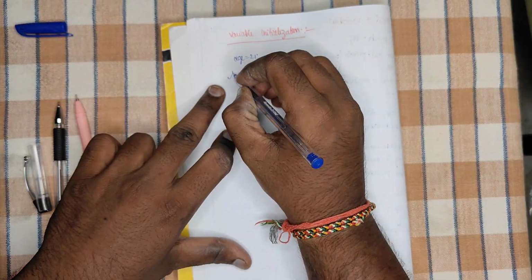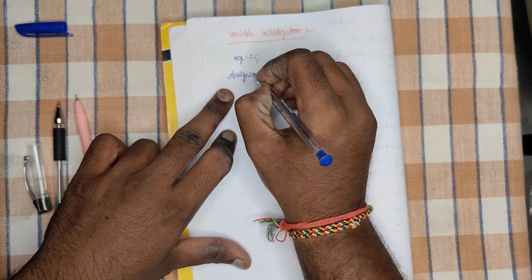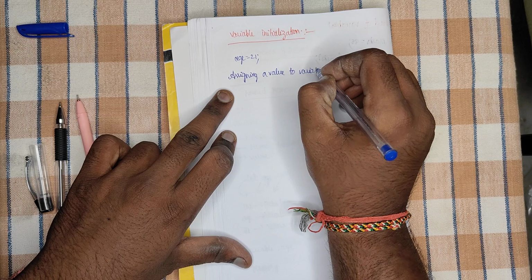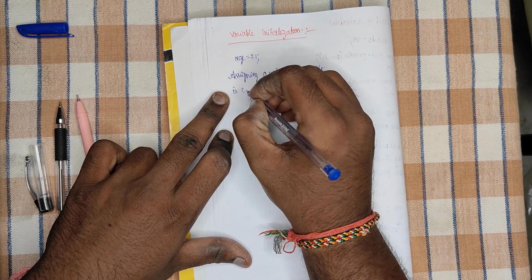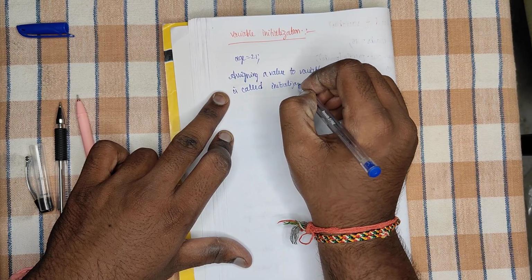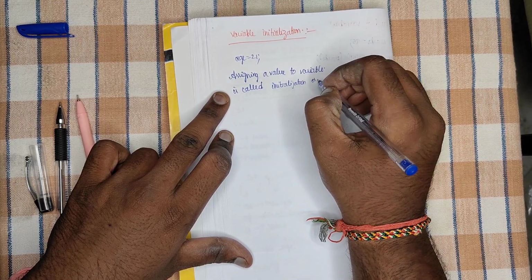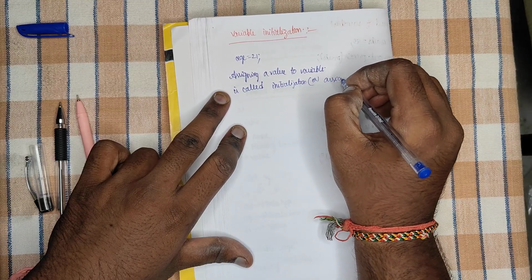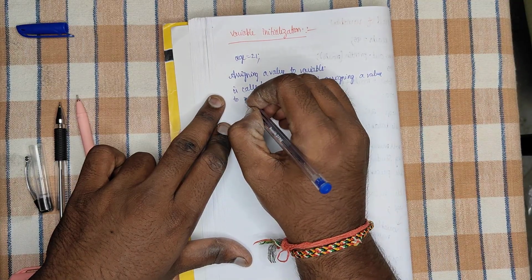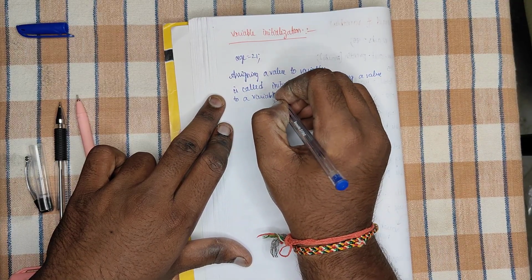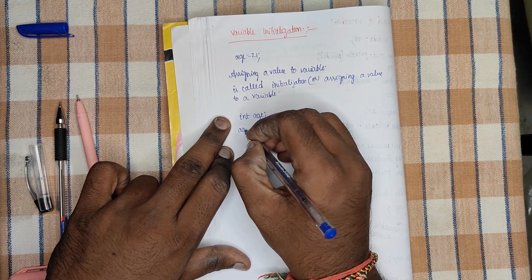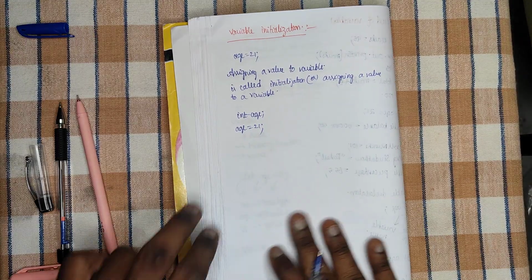So assigning a value to a variable is called initialization, or assigning a value to a variable. So int age is equal to 21.